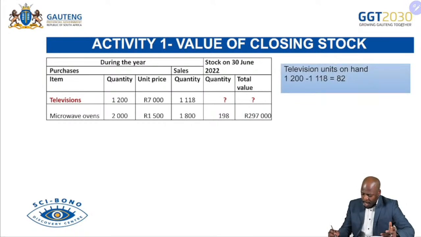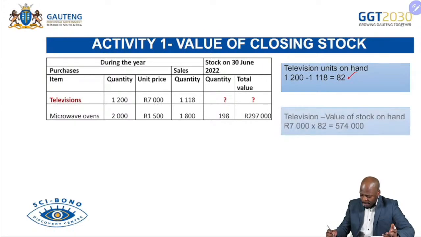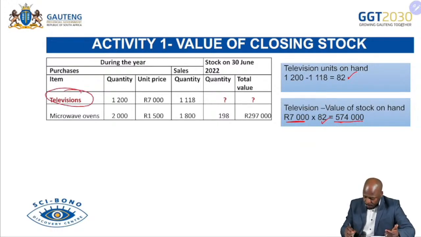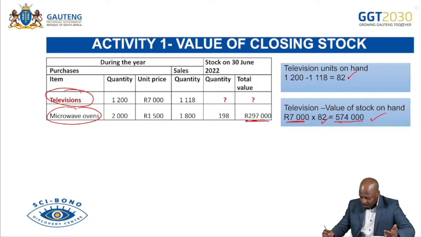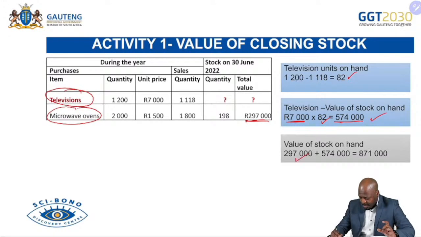Remember, we are having 82 on hand. I've already alluded to this. And then we remember that it has a cost price of 7,000. There's the 7,000. Multiply by my 82, that gives me my stock on hand of 574. All right. So I now have 2 aspects, which is my televisions, which now is 574. But I also have my microwave ovens, which is 297,000. Now, you then see if I add the two stock values, that is the 297 plus the 574, I end up with 871,000.